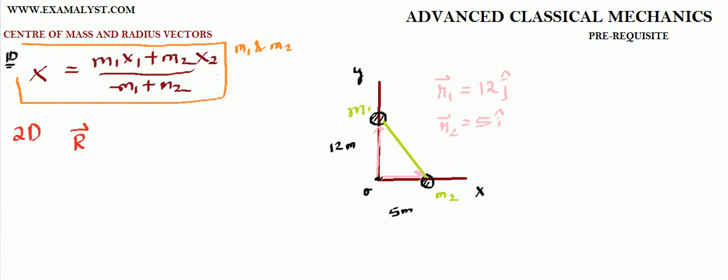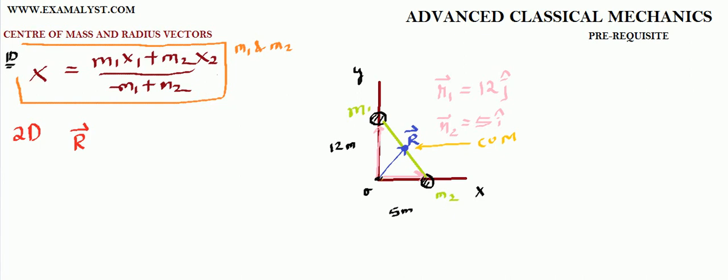Now the question is, what will be the radius vector of the center of mass? Imagine the center of mass is somewhere at this point, and say this point is vector r, and I have asked what will be the radius vector r such that at this point we have the center of mass. At this point we want our center of mass.